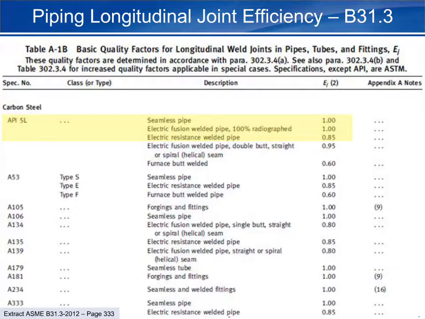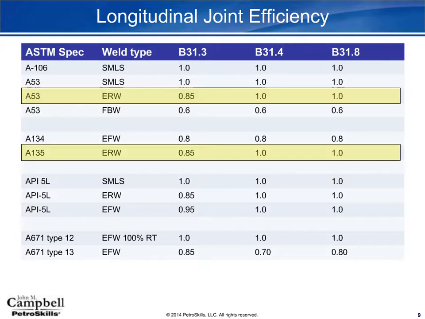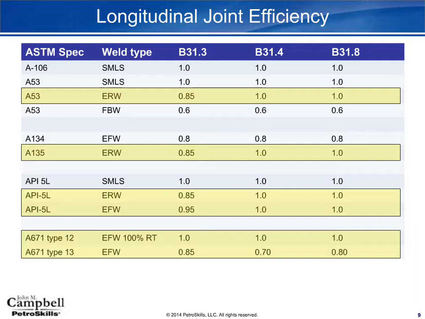If we look down below, you can see seamless pipe, ERW pipe coming out of the same code. So I think most people can understand where this is coming from, but really the benefit comes when you start comparing across the different codes. And so you can see here for A53 and A135 how B31.3 has a more aggressive stance on this joint efficiency. And that is going to make a substantial difference in the calculated pipe wall thickness.